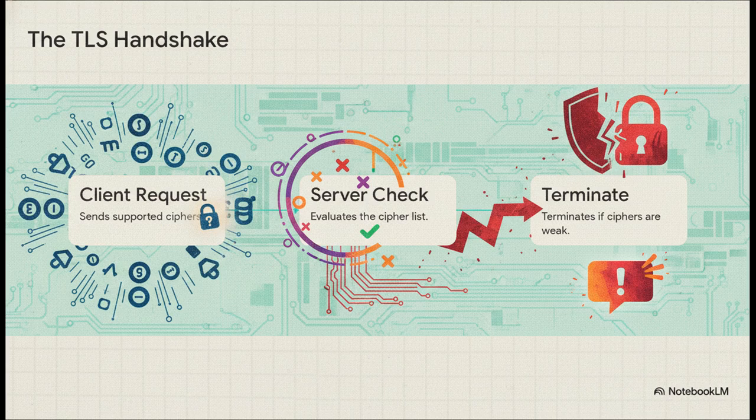Let's break down the TLS handshake process to see exactly where things go wrong. Step 1, the client requests a connection and hands the server a list of its ciphers. That's just the cryptographic algorithms it supports. Step 2, the server evaluates that list. And step 3, well, here's our point of failure. The server terminates the session. It throws that decode error we saw earlier. Why? Because the server spotted a weak cipher in the client's request and basically just said, nope, absolutely not talking to you.